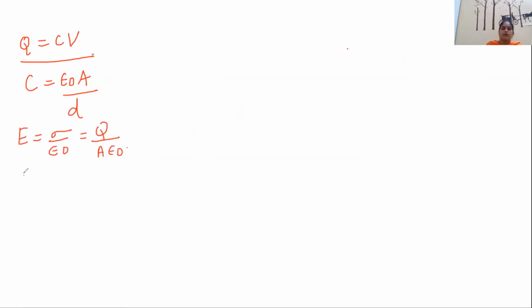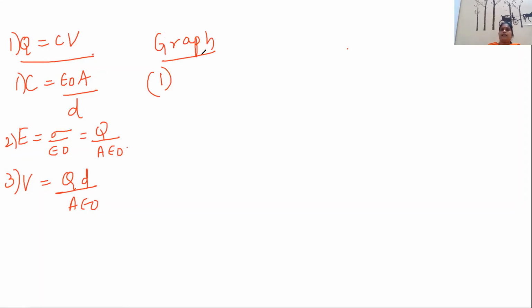We studied the potential difference, which is equal to Qd by A epsilon naught, and thereby we got the capacitance. So these are the points about the parallel plate capacitor, and this is the principle. Now we'll go with the graphical approach. First model is the graph of C versus Q.